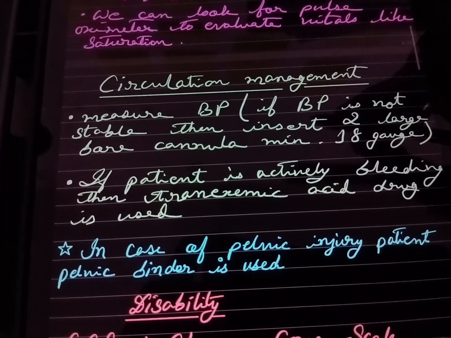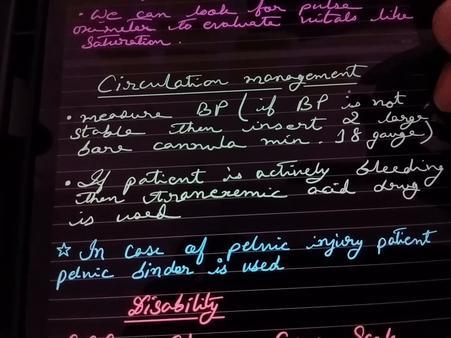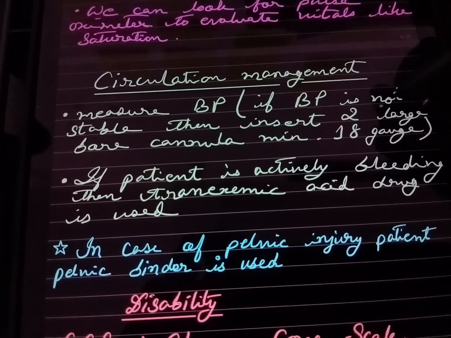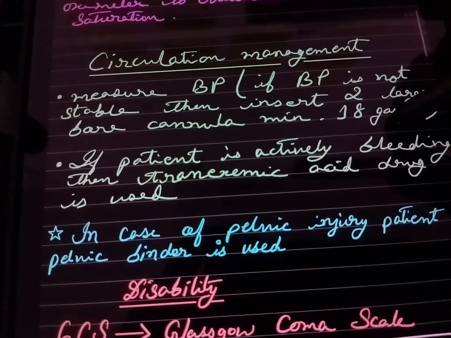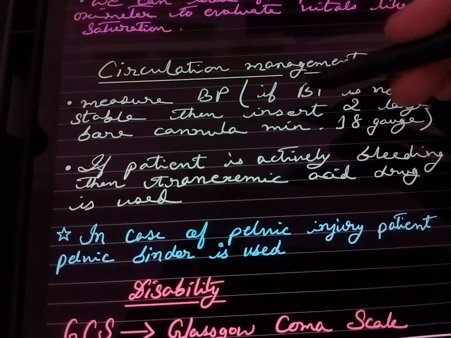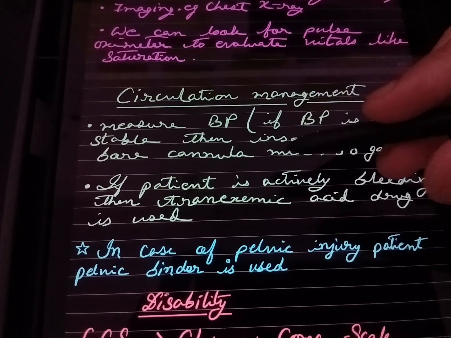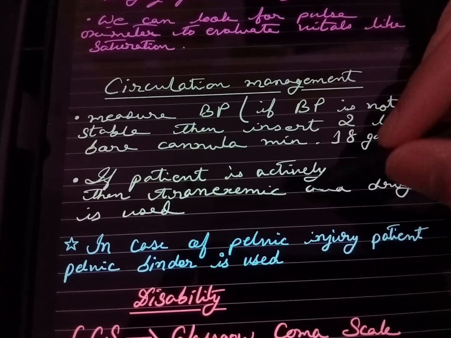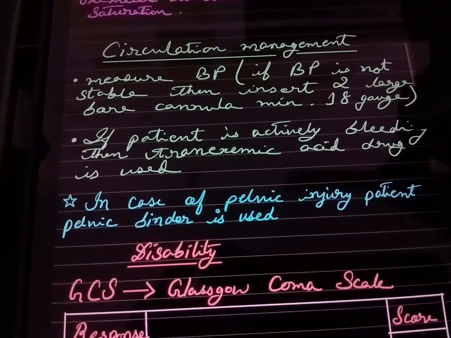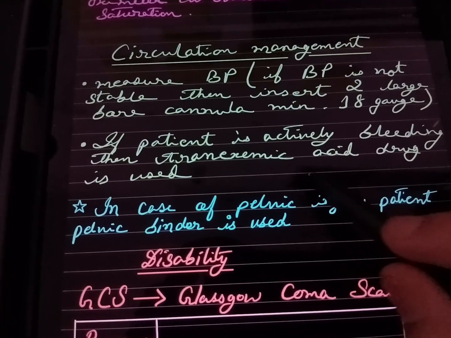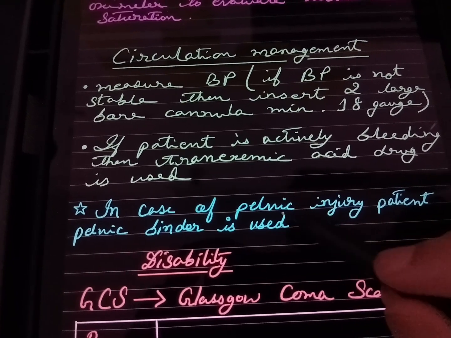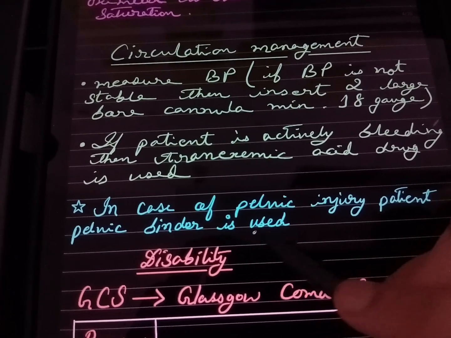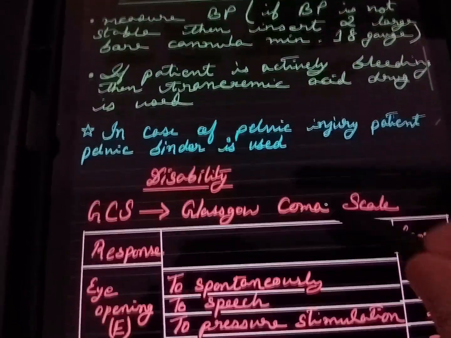Now come to circulation management. First measure the BP of the patient. If blood pressure is not stable, then two large bore cannulas are inserted, and the cannulas should be minimum 18 gauge. Two large bore cannulas are inserted in both hands, and then fluid is given. Remember, if the patient is actively bleeding, then an important drug, tranexamic acid, is used. And also remember, in case of pelvic injury patients, a pelvic binder is used.